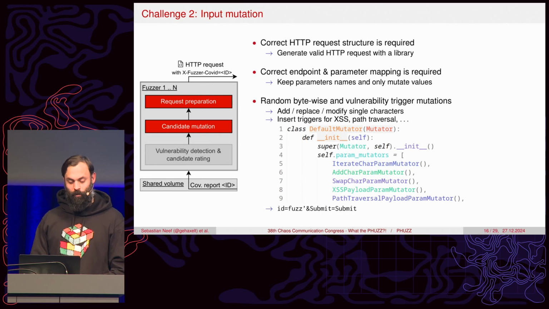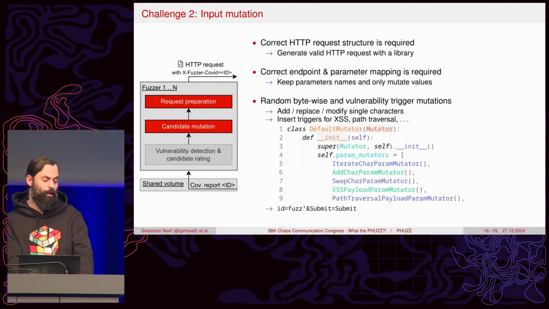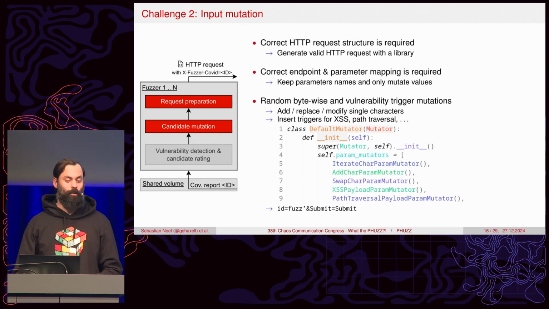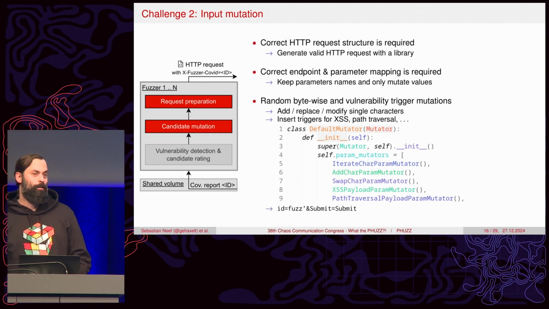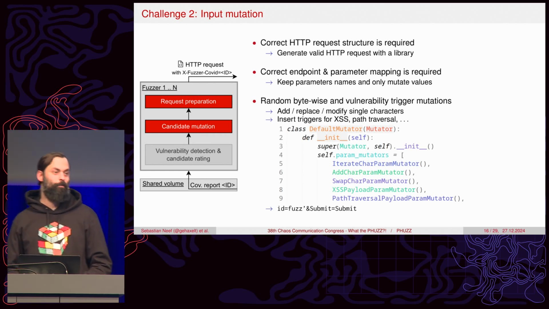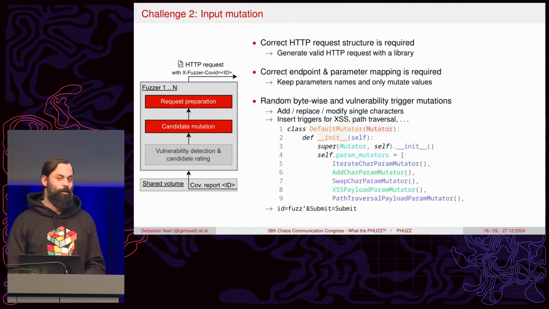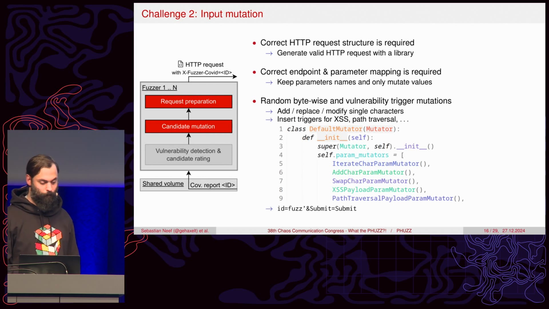So we add, replace, and modify single characters, and at random chance we insert some vulnerability triggers, like for cross-site scripting, for path traversal, or for some of the vulnerability classes that need specific structured input to get triggered.